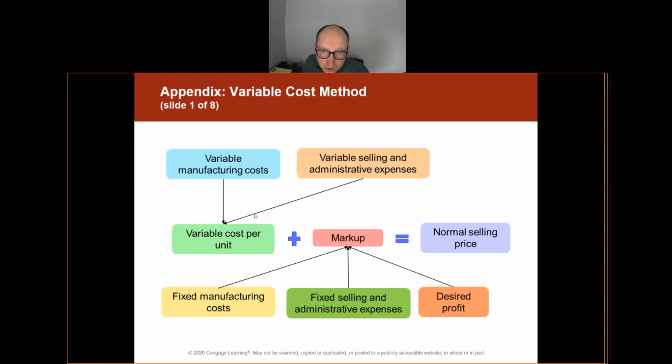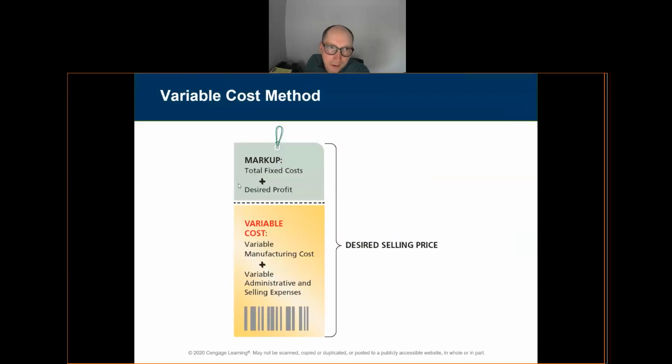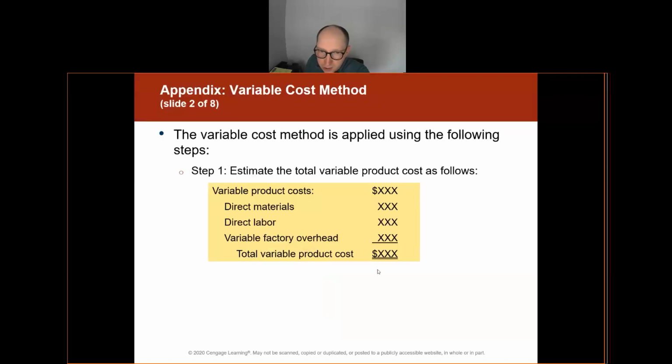Variable cost per unit, to find that we take variable manufacturing cost plus variable selling administrative expenses plus markup equals our sales price. What is markup? Markup would include fixed manufacturing cost plus fixed selling administrative expenses plus desired profit. Markup would include total fixed costs and desired profit. Variable costs would include variable manufacturing, variable selling administrative. Add those two together to get your desired sales price.